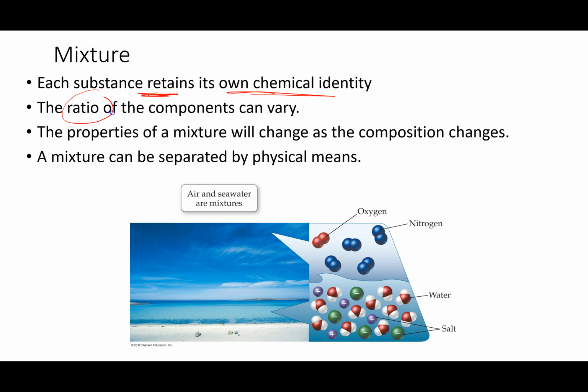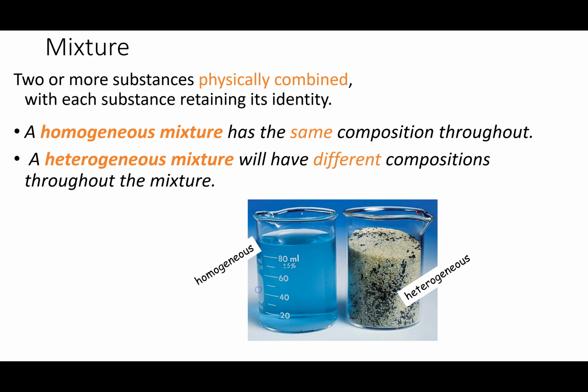Another thing is the ratio of how you decide to mix the components can totally vary. It's up to the person who puts together the mixture. And as you change the ratio, the properties of the mixture will change. A mixture can be separated back out into its components by physical means. Because they were physically tossed together, you can use some sort of physical means to separate them out. For example, evaporation is an example of a physical means.